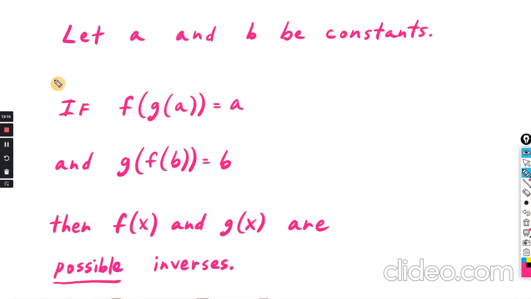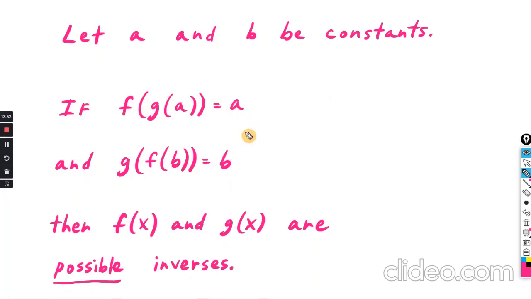Okay, some more notes real quick. You want to let a and b be constants. If f of g of a equals a and g of f of b equals b, then f of x and g of x are possible inverses. All right. The reason it's only possible is because we're plugging in two points, a and b. We're plugging in two numbers, a and b. So those aren't necessarily all of the possible coordinates, all right? But if these are true, it's possible they are inverses.